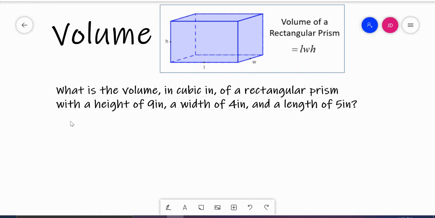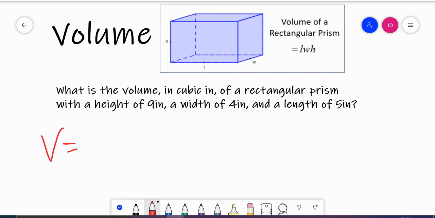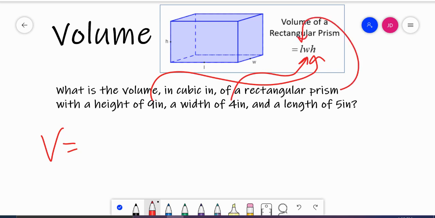If you're given a word problem, it says, what is the volume in cubic inches of a rectangular prism with a height of 9, width of 4, and length of 5 inches? Basically, you're just going to use your volume formula and plug in your numbers. The height would be 9, the width would be 4, and the length would be 5. So it would be 5 times 4 times 9.